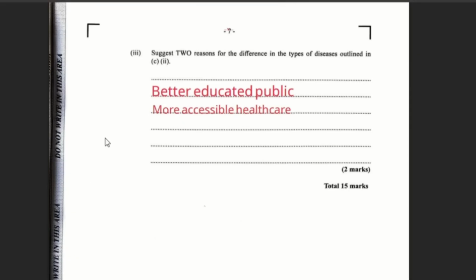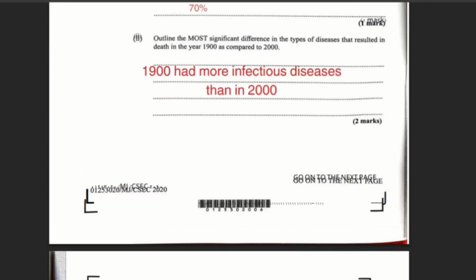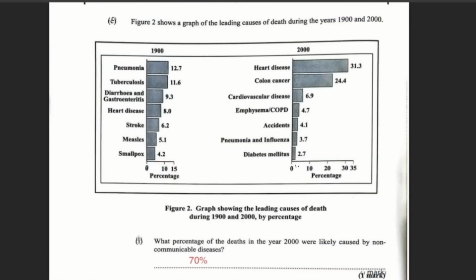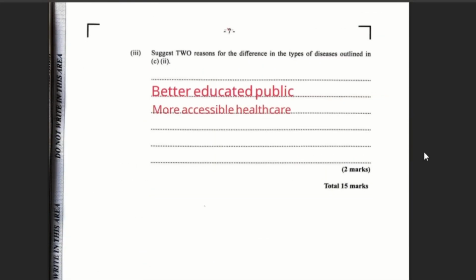Right, so then it says suggest two reasons for the difference in the types of diseases outlined in C. What, that's C2. So two reasons for the difference in the types of diseases outlined in C. So basically, what can be the difference in the types of diseases within the two years is perhaps a better educated public. So for example, if people are now better educated and understand that okay, if somebody has diarrhea and you share things with them or maybe eat the same thing, you might catch it if you go around them.